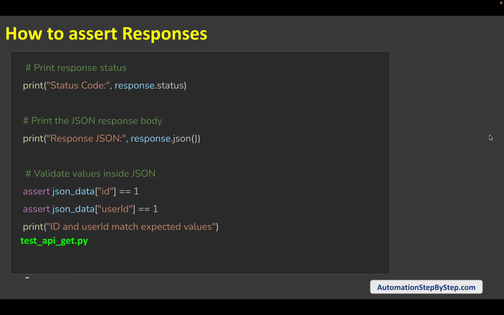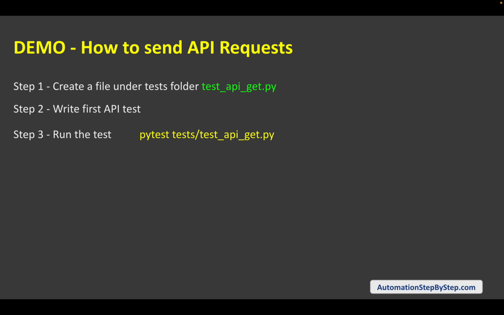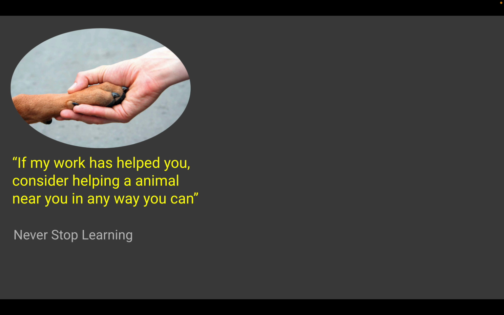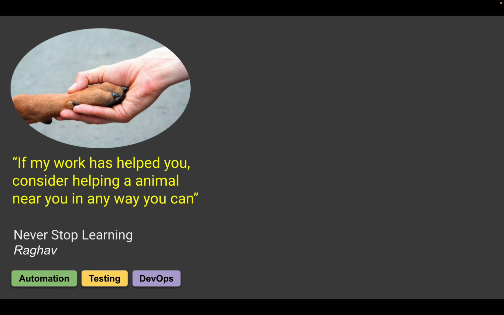Okay, so this is how we can run our API tests. We have already seen the commands to run. I hope this was useful. Please try some examples and let me know if you face any issues.